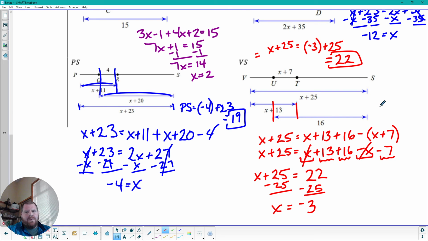Again, don't get caught up on what x is. Make sure you finish your problem, find out what they're trying to have you find, and then you'll be good to go. That's about it.